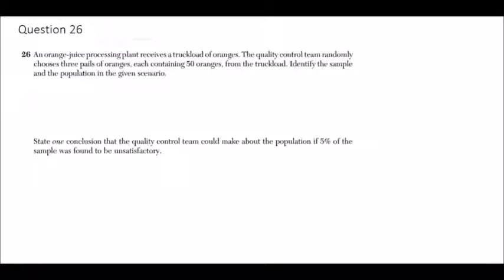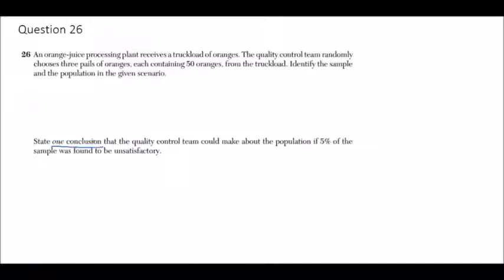This is question number 26 on the January 2017 Algebra 2 Common Core Regents. And this is a statistical inference question. And this one is fairly straightforward. It is only asking us for a couple of definitions as well as one conclusion from what we learned. So let's take a look.